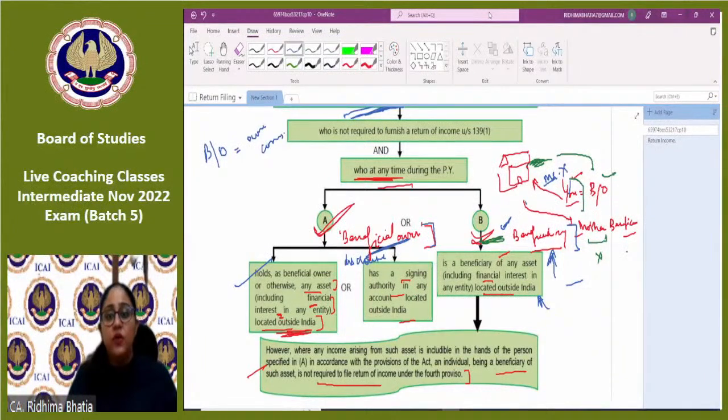अगर बेनिफिशियरी नॉन रेजिडेंट है तो ये सिनेरियो आया ही नहीं ना. The scenario is where you have a beneficial owner being a non-resident, or a beneficial owner being an ROR, or a beneficiary being an ROR.